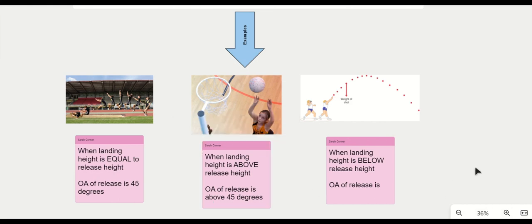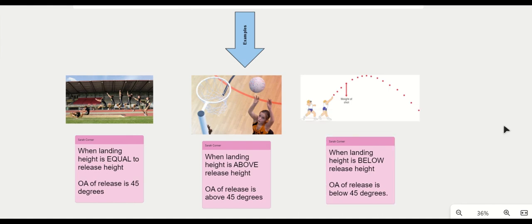Okay, and then if we have a look at the last one, something like shot put, so you're releasing it at your shoulder, it's landing on the ground. So when the landing height is below the release height, the optimal angle of release is below 45 degrees.